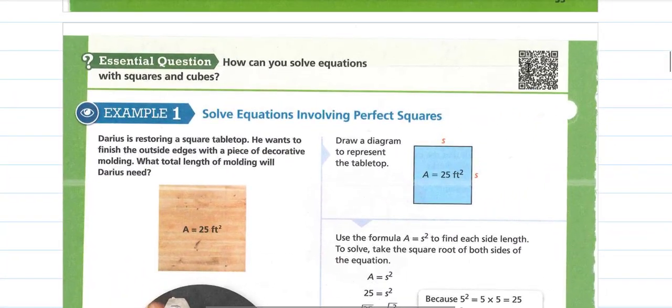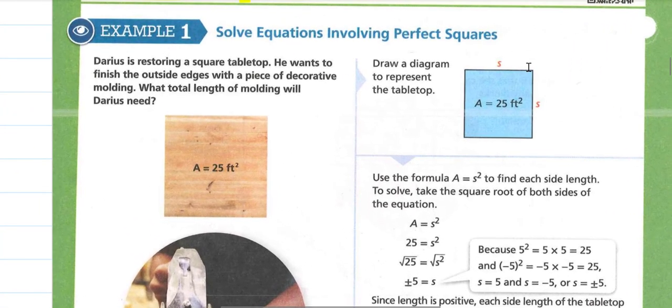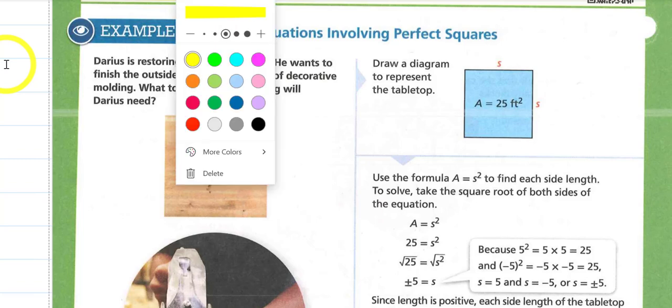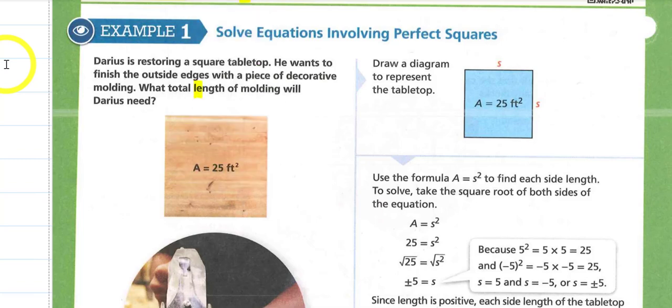All right, so the essential question that we're trying to understand and answer here is how can we solve equations with squares and cubes? So example number 1, we have solving equations involving perfect cubes. And we have here Darius is restoring a tabletop, and he wants to finish the outside edges with a piece of decorative molding. What is the total length of molding that Darius will need? So we're looking here for the length of something, and that is important when we're solving these.